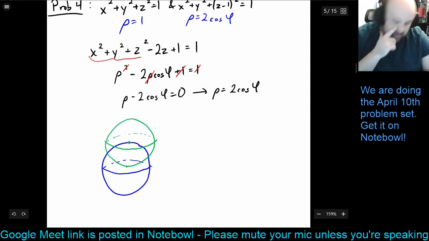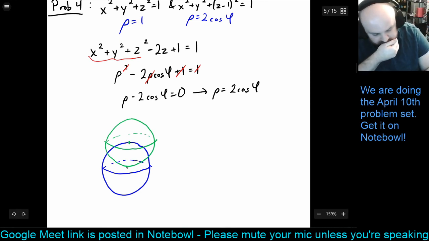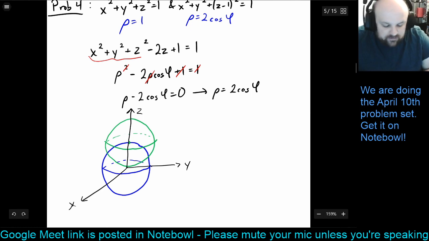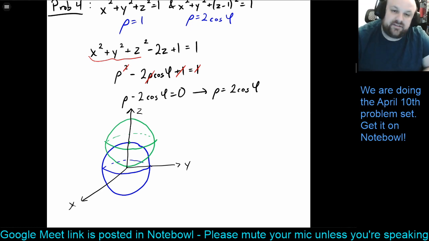Right, so we're looking at this region. Now here, our axes look like this. We're looking for the region inside both of these spheres here. So, what do we have to do to figure this out? Well, we need to think about how we are going to set up these bounds.